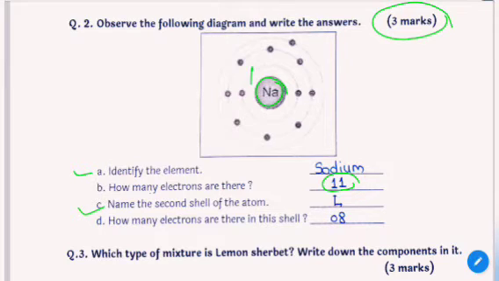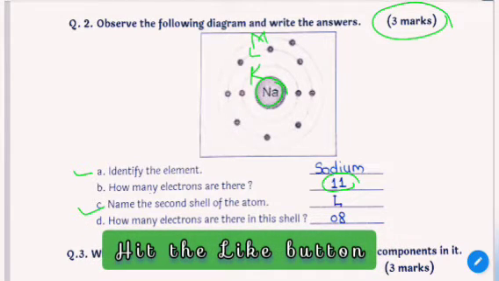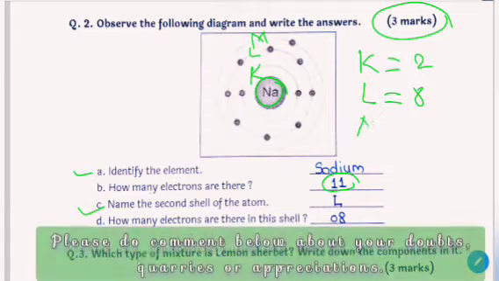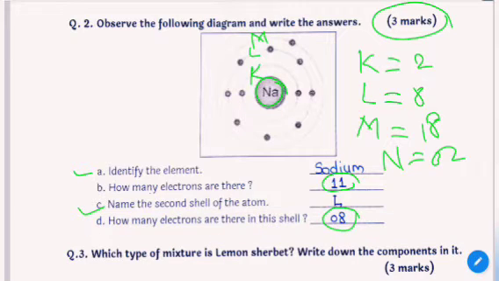The first shell of an atom is called K, the second shell is called L, the third shell is called M, and the fourth shell is called N. The K shell always has 2 electrons, the L shell always has 8 electrons, the M shell always has 18, and the N shell has 32 electrons. Here, how many electrons are there in the L shell? Then 8 electrons are present in the L shell.